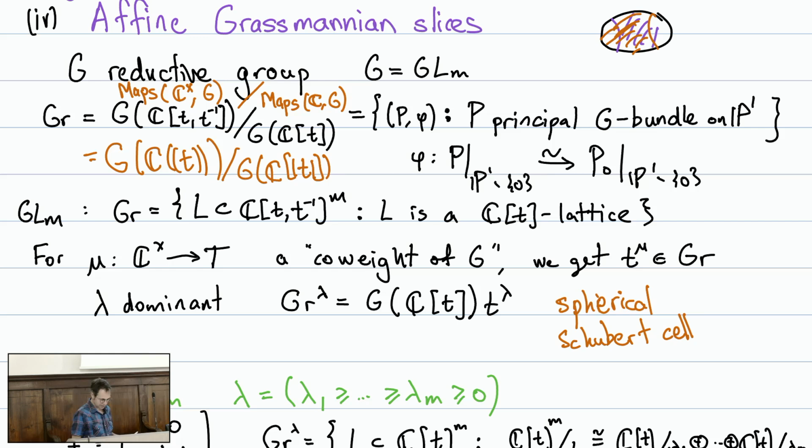Then we saw there were these special points in the affine Grassmannian coming from coweights of G. So maps from C star into the maximal torus of G give you a point in the affine Grassmannian. We took the orbit through this point, and we got what we called the spherical Schubert cell, a finite dimensional, not usually projective because I didn't take the closure, quasi-projective variety called Gr lambda.